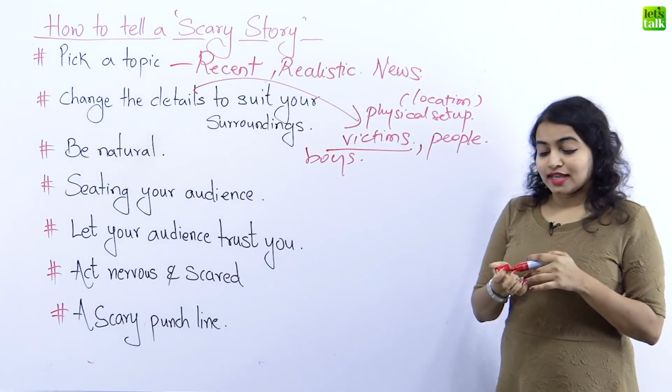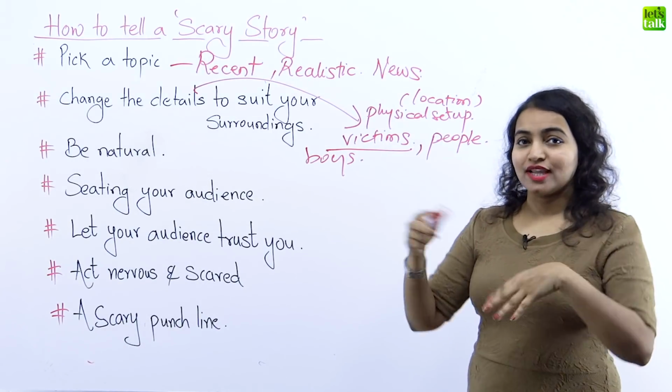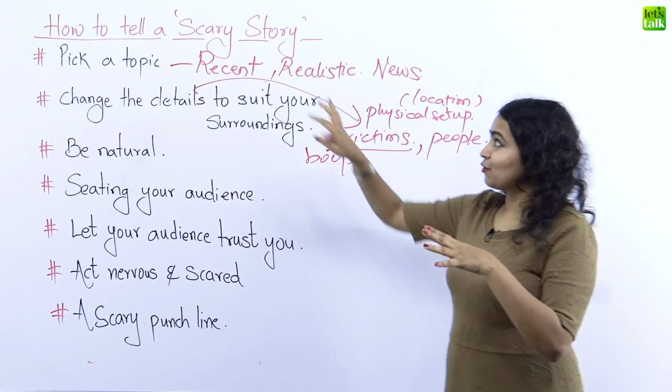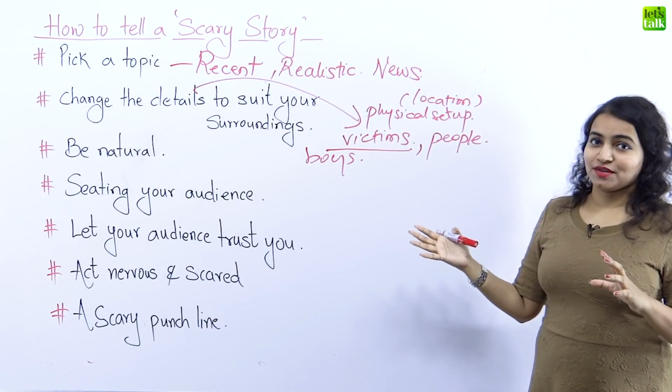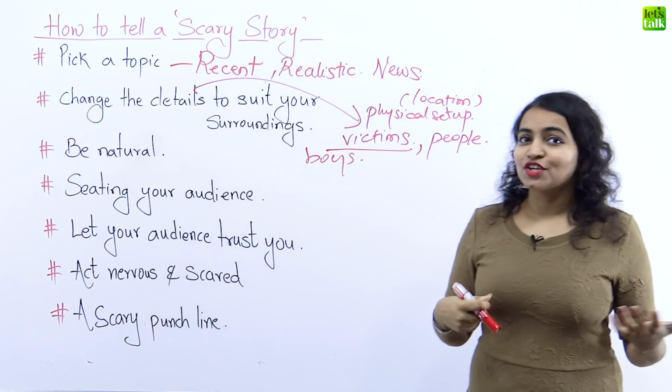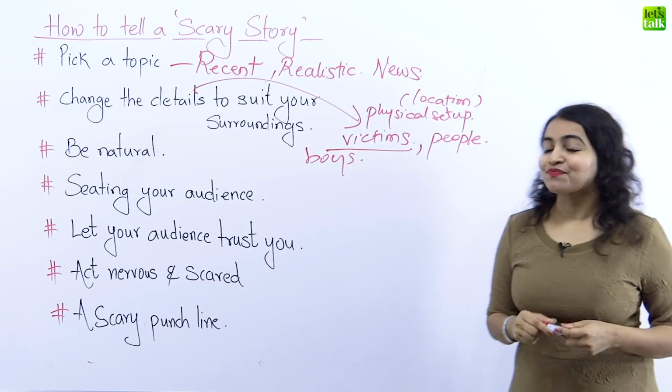So if you are in a place like a beach, you can talk about a story where something goes wrong or something really scary happens around that kind of location. And of course, the people involved should be similar to the audience you are relating your story to. Okay?